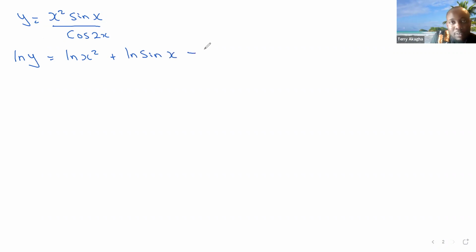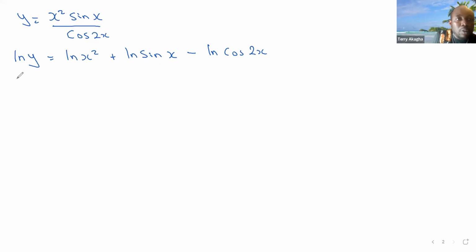So we have y is equal to x squared sine x divided by cos 2x. So there are 3 functions here. The first thing we're going to do is take the ln of both sides. So it's going to be ln y is equal to ln x squared plus ln sine x minus ln cos 2x. Can you see? So we're going to differentiate each of them.